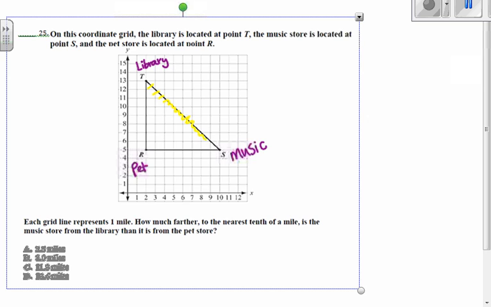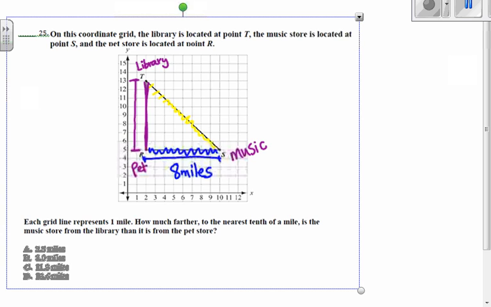Okay, the distance from the pet store to the music store, you start at 2, you end at 10, and that's in miles. So that would be 8 miles. Now, I can see this is a right angle because it's right on the grid, so I'm going to do something that you might not normally do. I'm going to look here, which is at 5 to 13. From 5 to 13, I went up, let's see, that was 8 also.